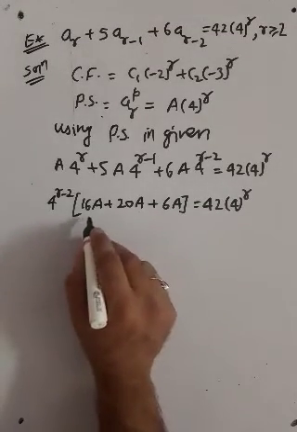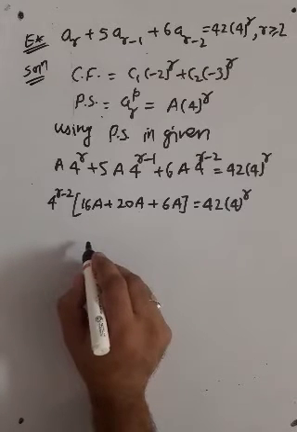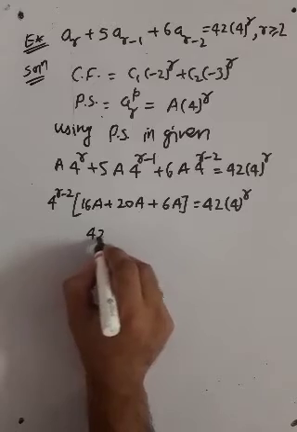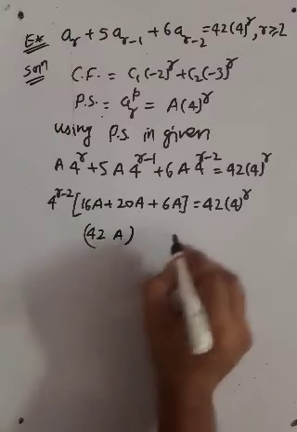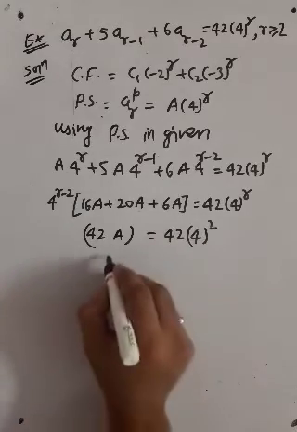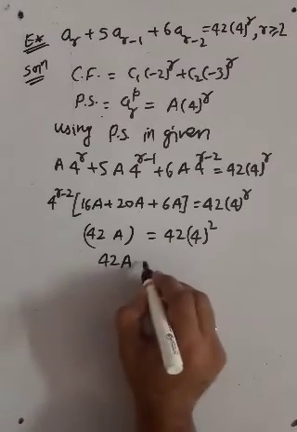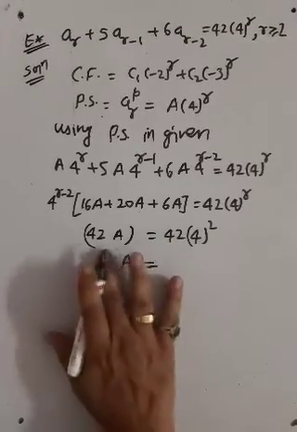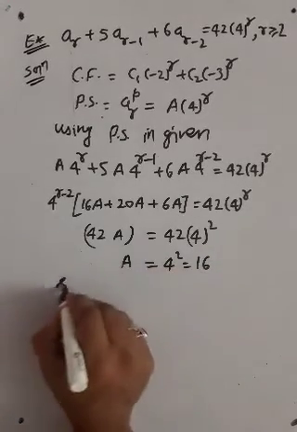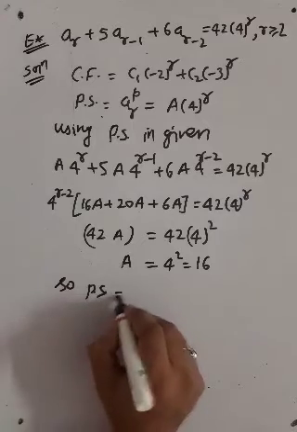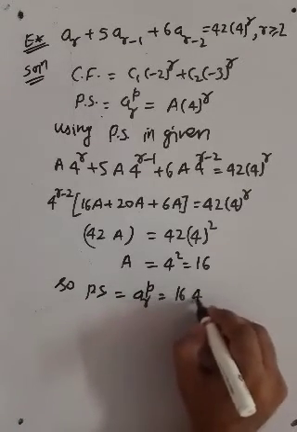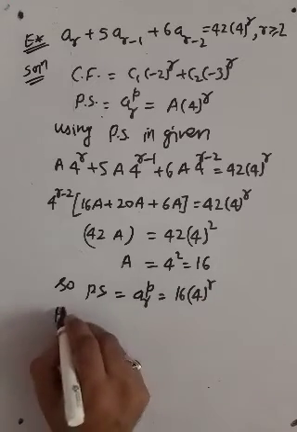It implies 42A is equal to 42 4 square. That means A is equal to 4 square, which is 16. So PS is equal to ARP is equal to 16 4 power R.